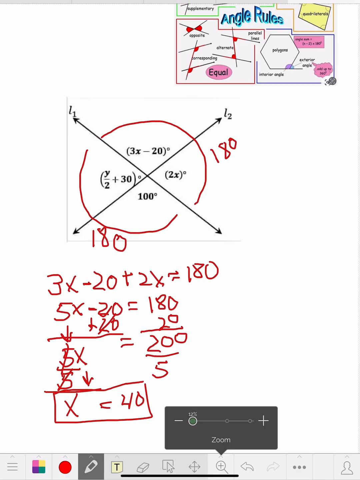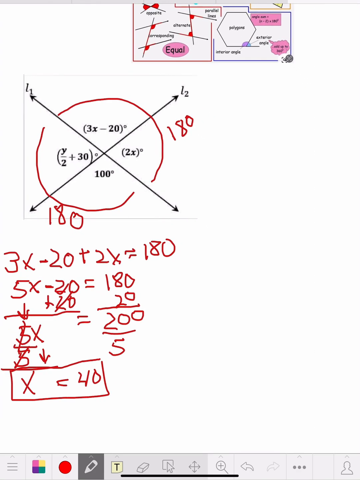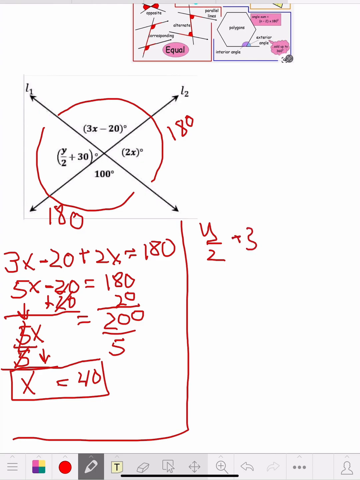Okay. Hey, now let's do the same thing for y. So I'm going to draw a straight line down here to separate this whole thing. So there's the x. Now the y. It's y over 2 plus 30, now plus 100, equals 180. Hey, we're doing good on this, okay?